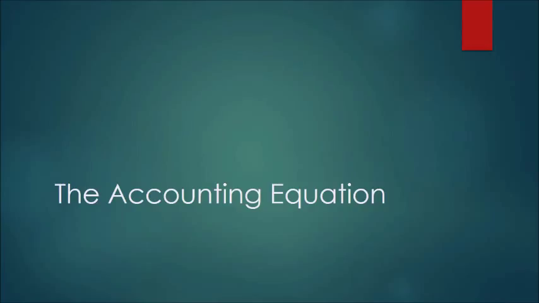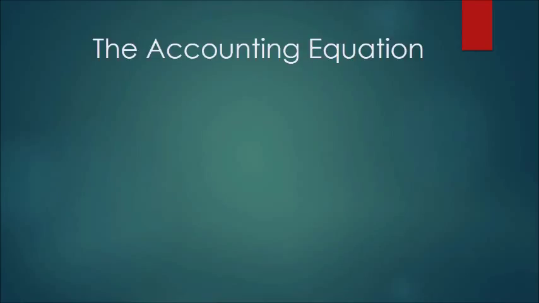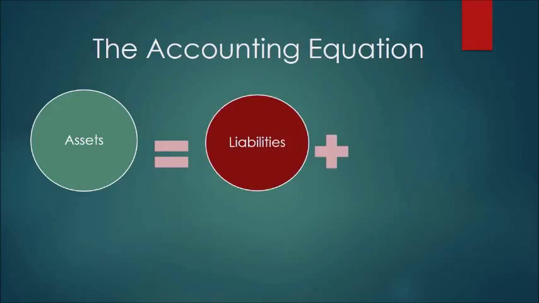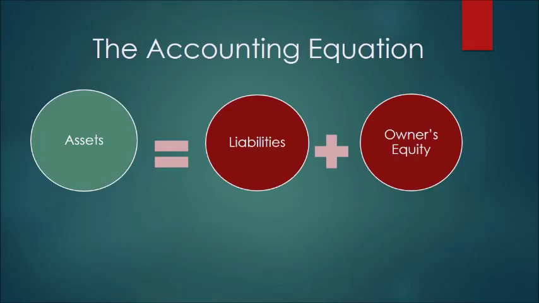Today we're going to talk about the accounting equation. And quite simply, the accounting equation states that assets equal liabilities plus owner's equity. And what do those 3 terms mean? Well, an asset is any item of value that the company uses to produce revenue. And those items can be tangible or intangible. We'll address that more later in the course.